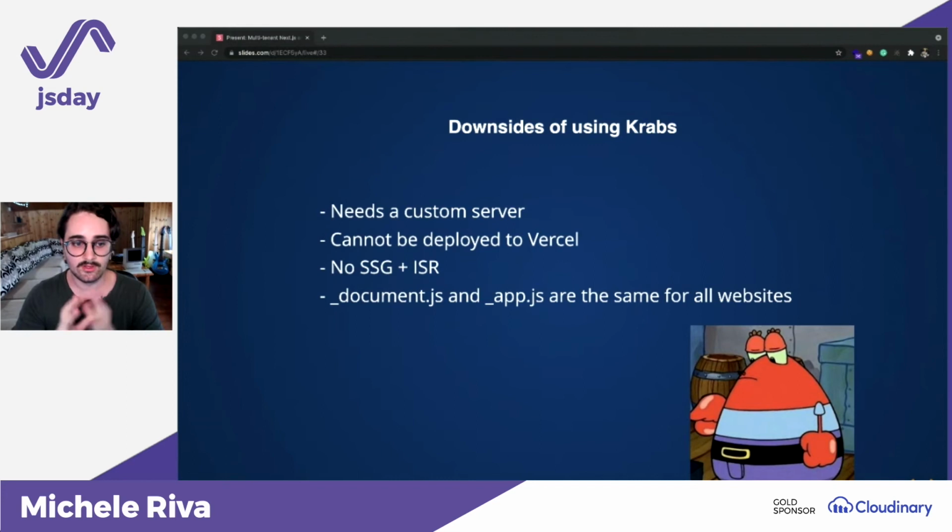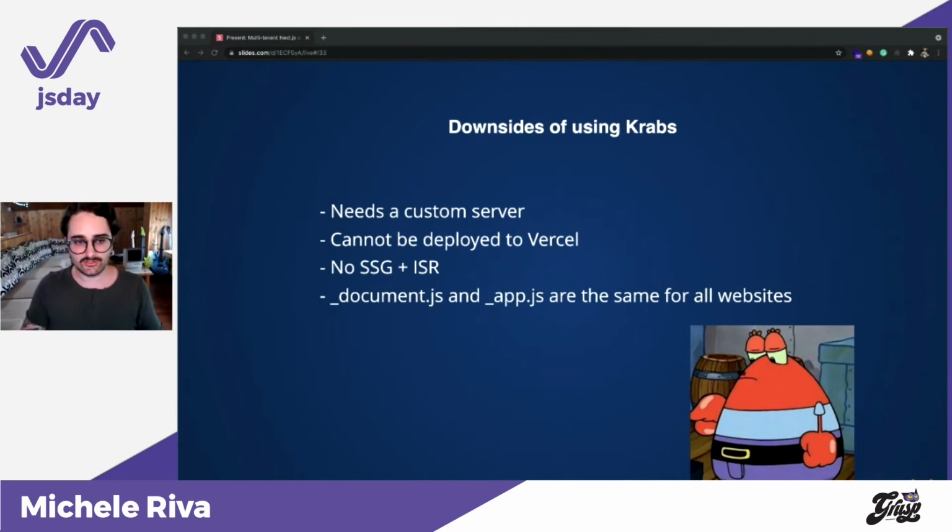There's no support for static site generation and incremental static regeneration. And that's because we are creating highly dynamic websites, and we are requiring getInitialProps at the app.js page level. So we are not able to create static site generation. The document and app.js files are the same for all the websites. So that's another problem. We need to keep that in consideration.